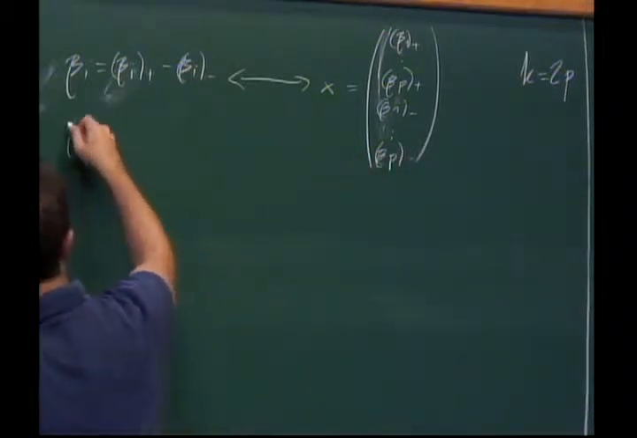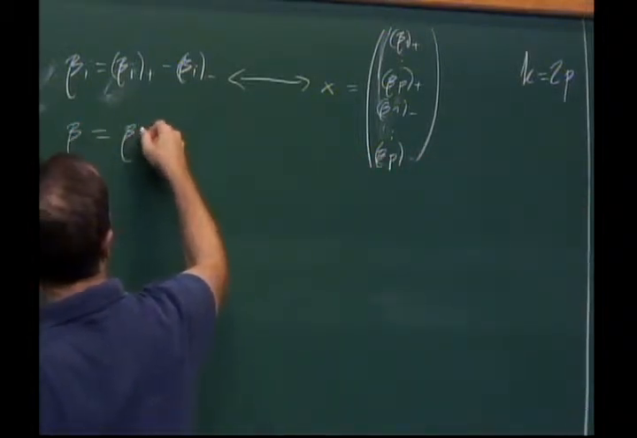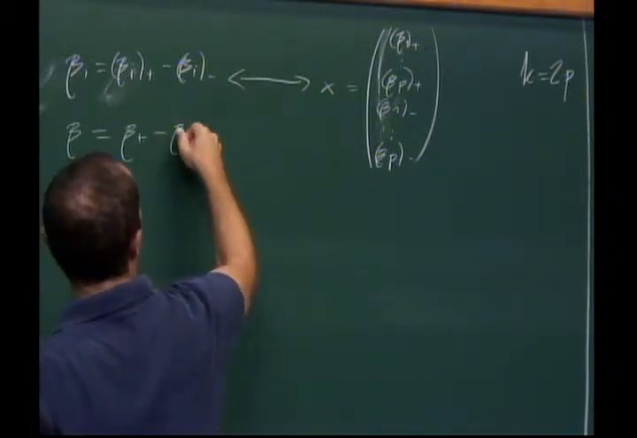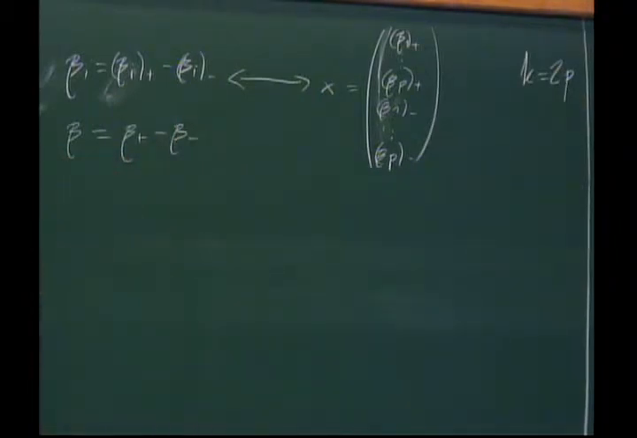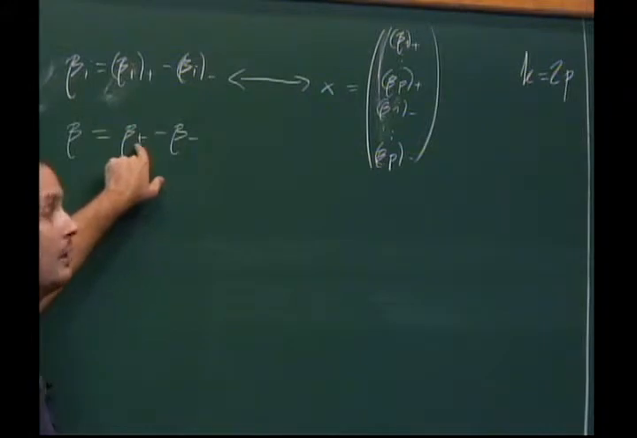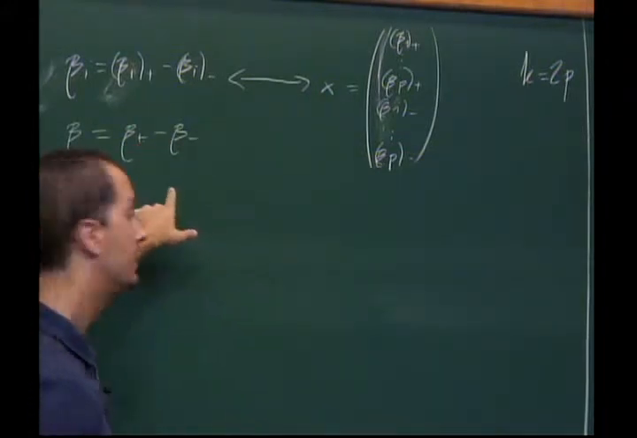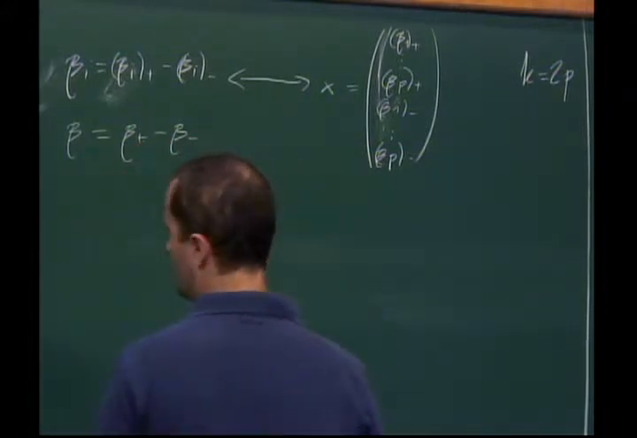Well, just for simplicity, let me write the vector beta as a vector of positive parts and a vector of negative parts, right? So this means I'm taking a positive part of each coordinate of beta. And here I'm taking a negative part.